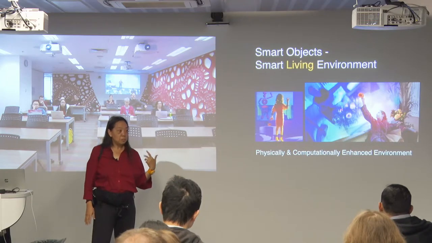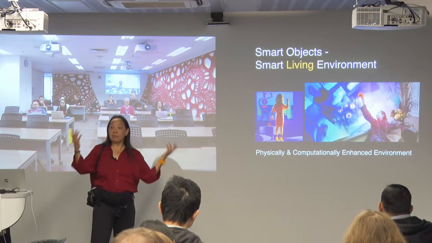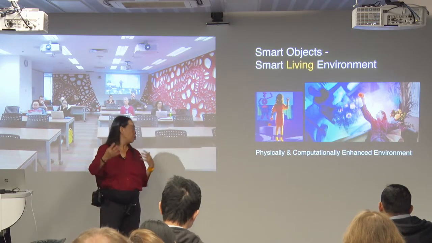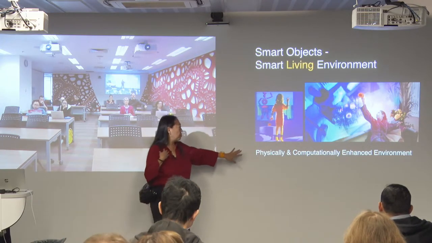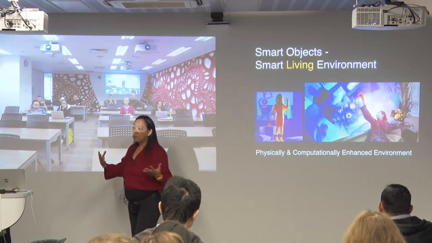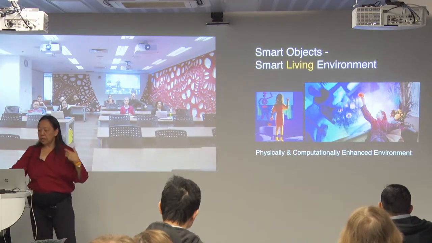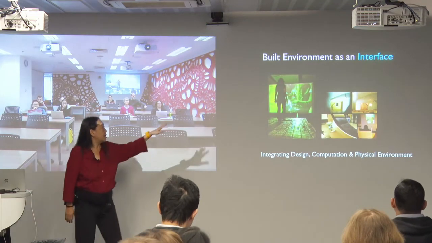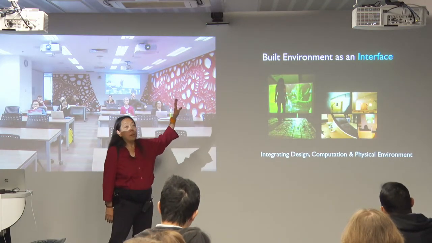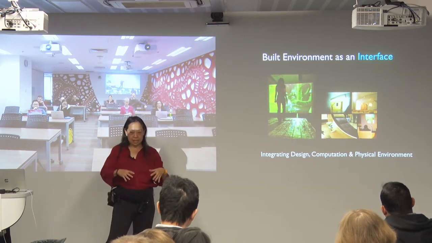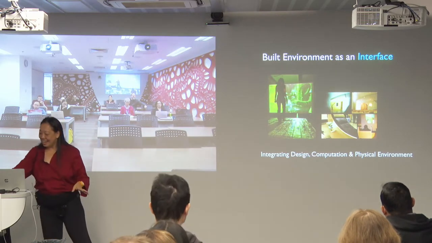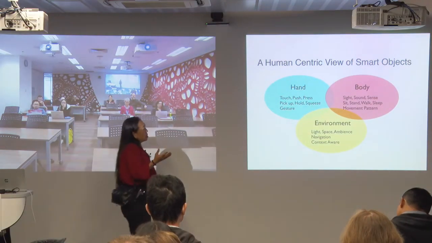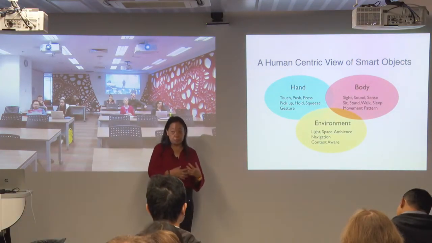I think the term people are using right now is like Internet of Things, okay? What would it mean if everything is connected? What kind of interaction do we want? So what I mean is about a physically and computationally enhanced environment, how you facilitate people communicating or interacting with each other. And as I said, is the idea about built environment as an interface to everything. Okay, so how do I look at this? So I come with a human-centric view of the smart object, maybe at different scales, right?